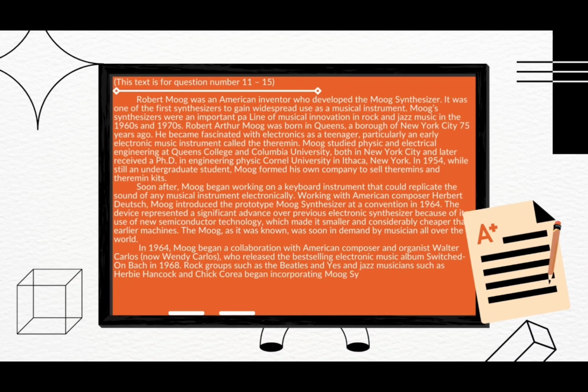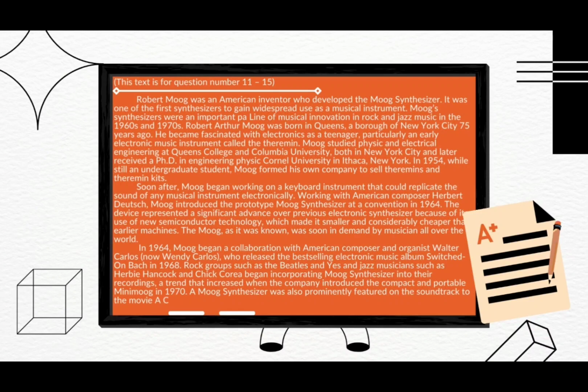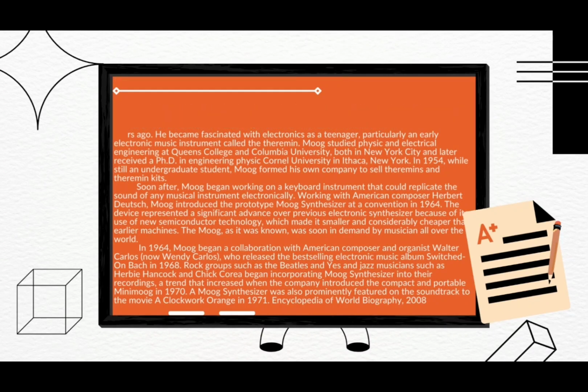Rock groups such as the Beatles and Yes, and jazz musicians such as Herbie Hancock and Chick Corea began incorporating the Moog synthesizer into their recordings, a trend that increased when the company introduced the compact and portable Mini-Moog in 1970. A Moog synthesizer was also prominently featured on the soundtrack to the movie A Clockwork Orange in 1971.